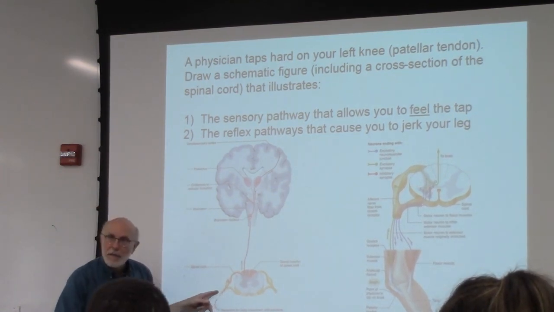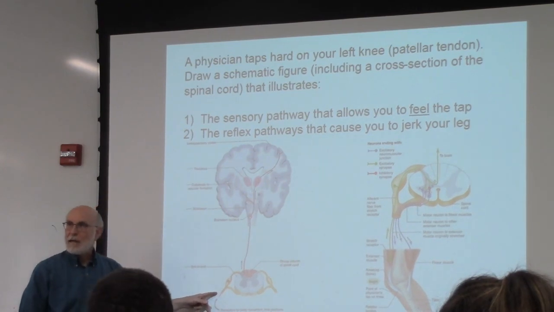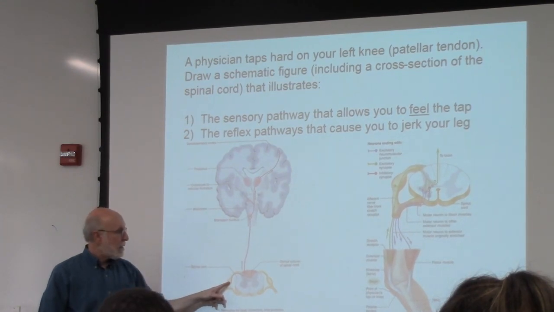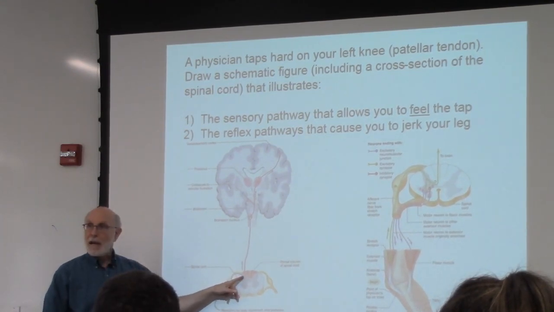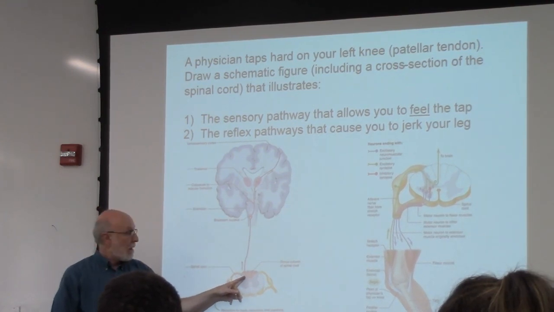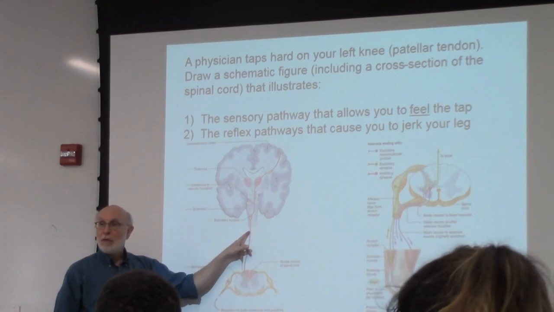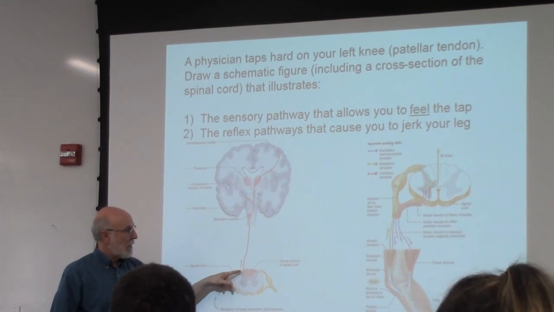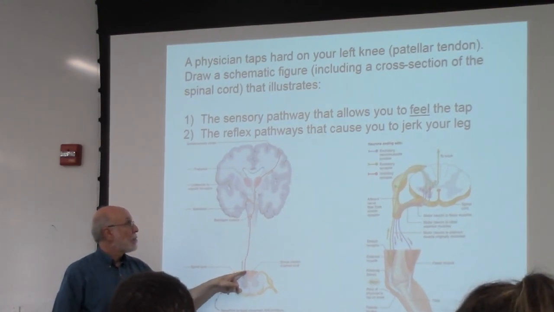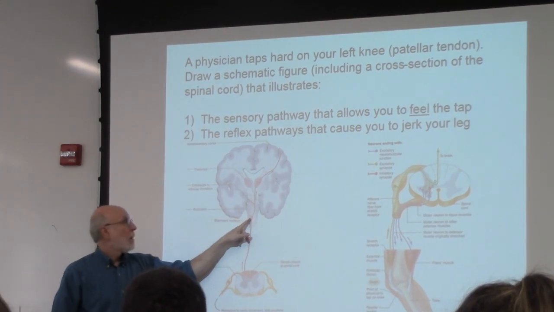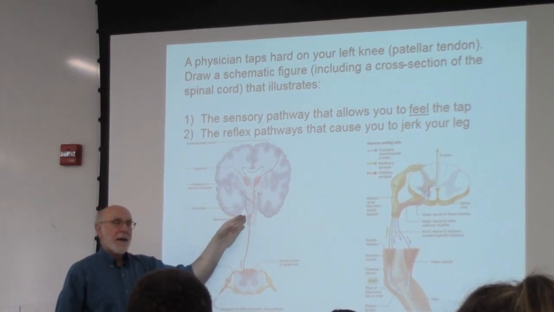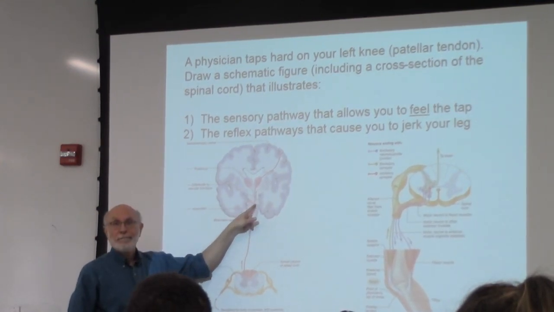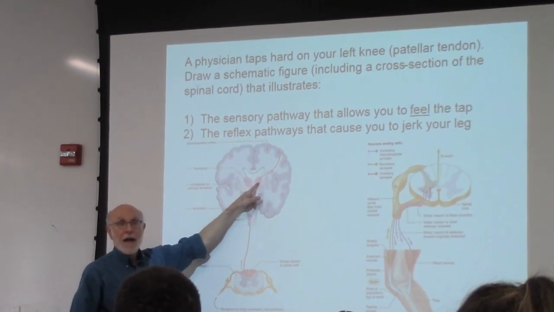Sensory neuron from the skin and muscle tendon of the right knee, cell body in the dorsal root ganglion, the axon enters the dorsal horn and immediately, no synapse, ascends in the ipsilateral dorsal column to the brainstem. This cartoon shows it making a synapse in the brainstem, not all of them do. But there's crossing over in the medulla, synapse in the thalamus.